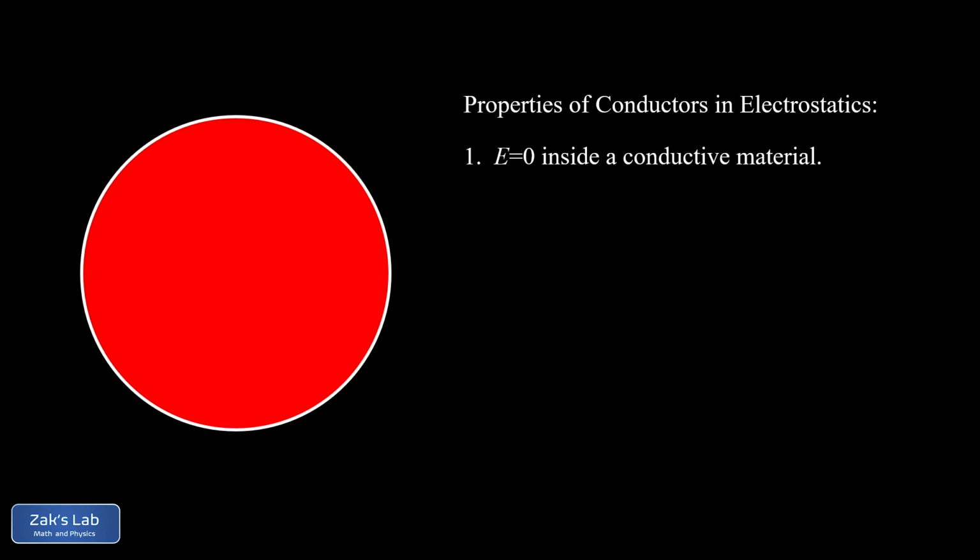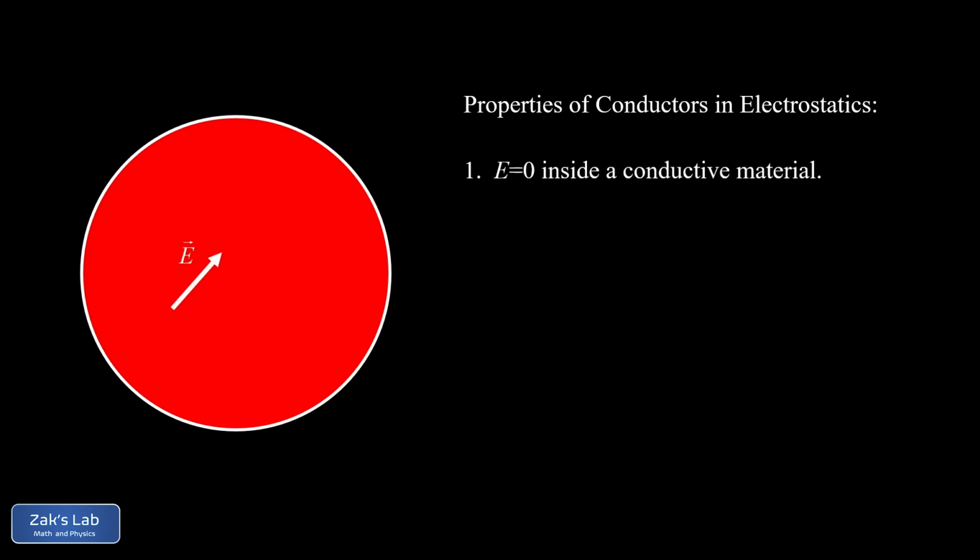But here's a slick argument for why the field has to be exactly 0 in a conductor, and we're going to do this by contradiction. So we suppose the electric field isn't 0 at some point inside the conductor. So there we're just looking at some arbitrary location in the conductor, and I'm saying the field just points up and to the right. Well, then we would immediately have charges accelerating in response to that electric force.